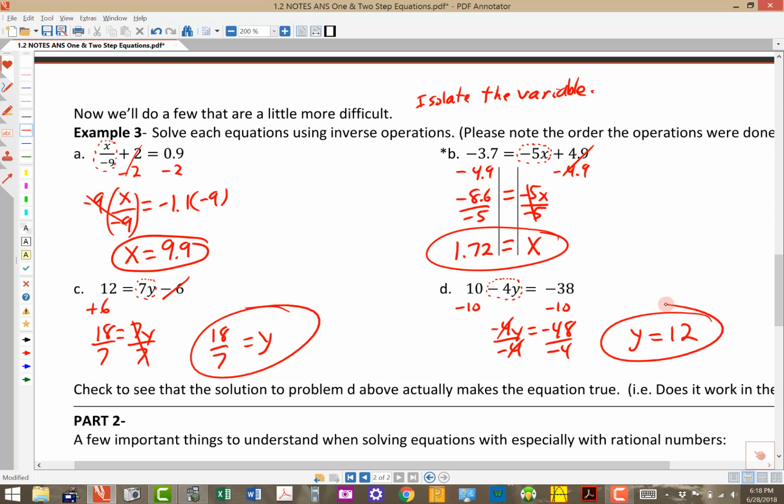So some fairly easy 1- and 2-step equations to practice today. Again, we're going to isolate the variable, but the first thing we're going to do is try and isolate that variable term. If you do need to circle them to kind of keep those straight, you're welcome to do that. That can be helpful in the long run.